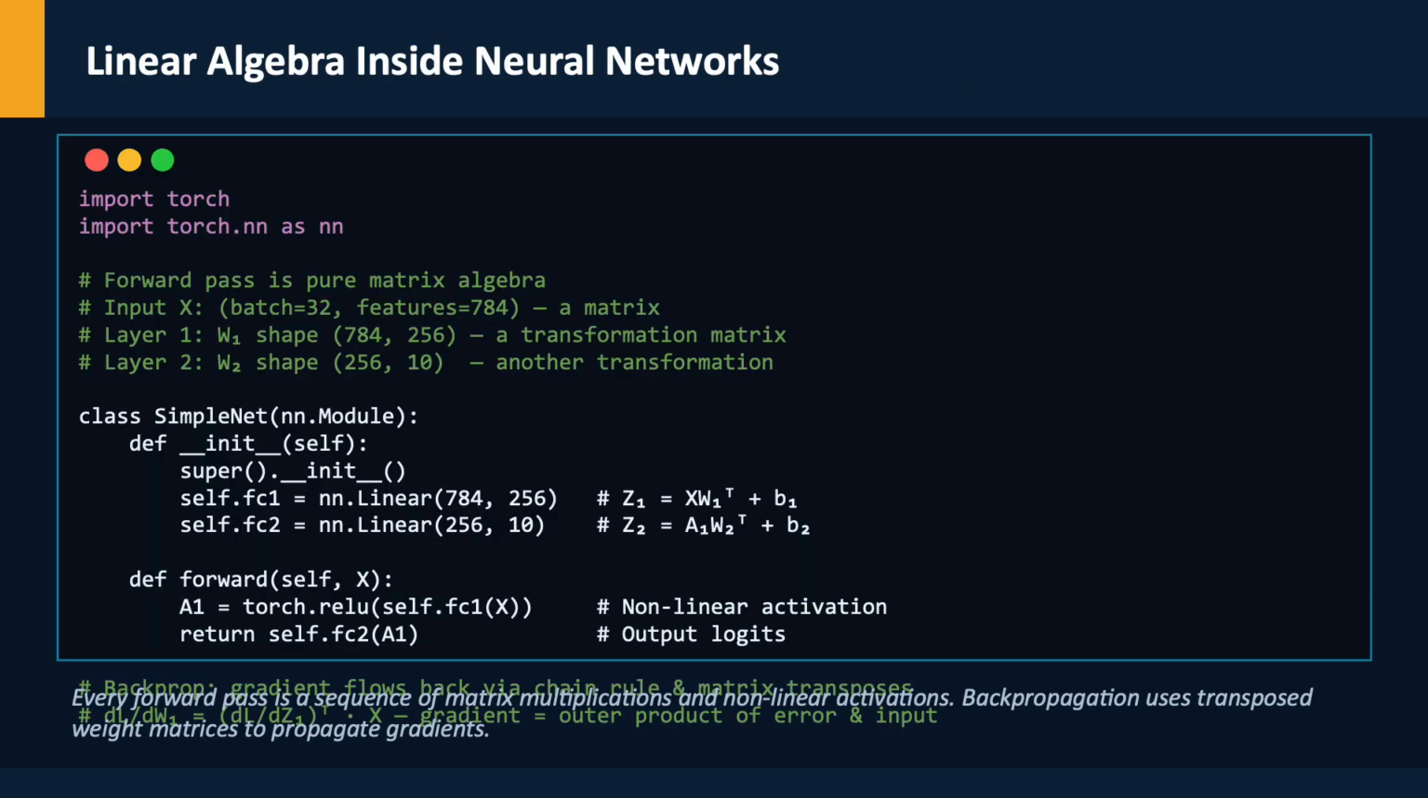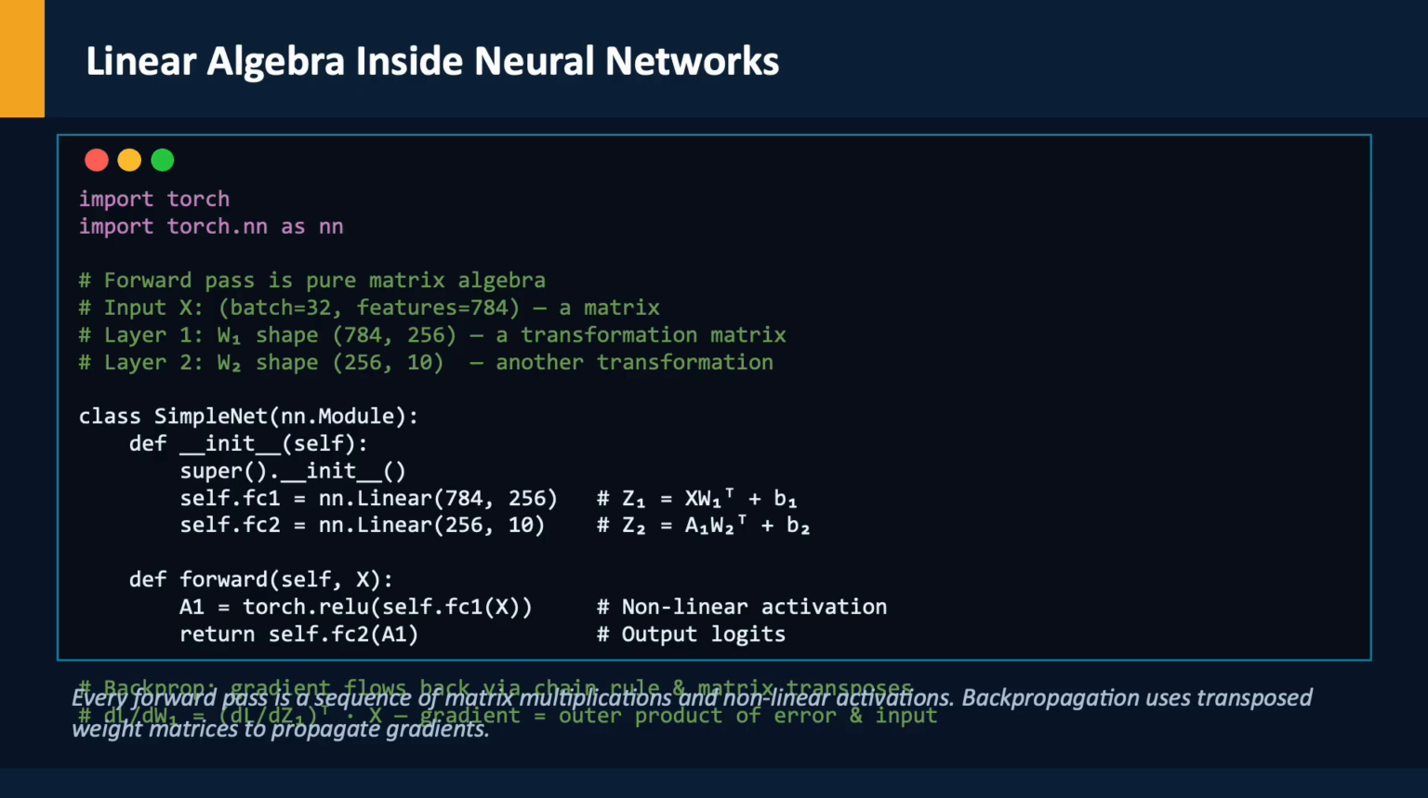A deep neural network, which powers things like voice assistants and image recognition, is at its core a very long chain of matrix multiplications. Each layer of the network takes the output from the previous layer, multiplies it by a matrix of learned weights, and passes the result forward.